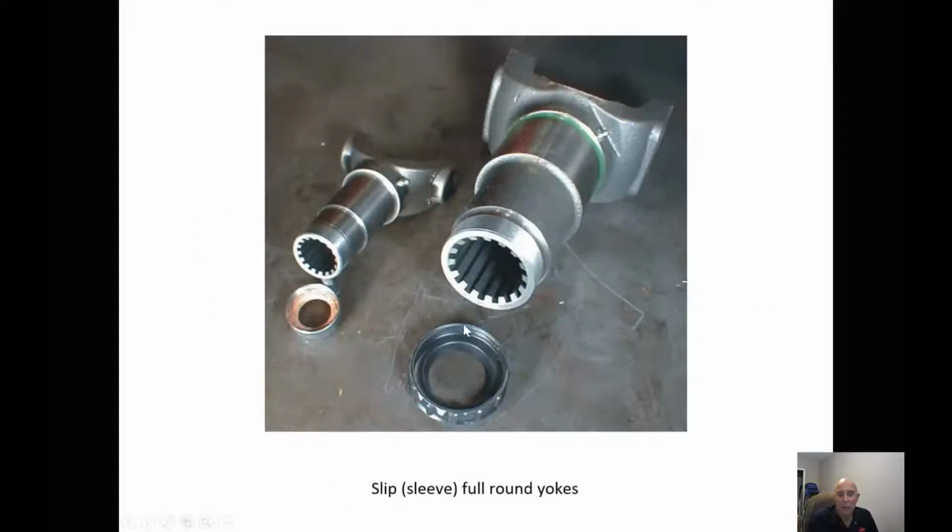Again, different types of slip yokes. If we take a look at this one here, the other half will probably be covered with a blue nylon, and that's just to help it slide easier back and forth.